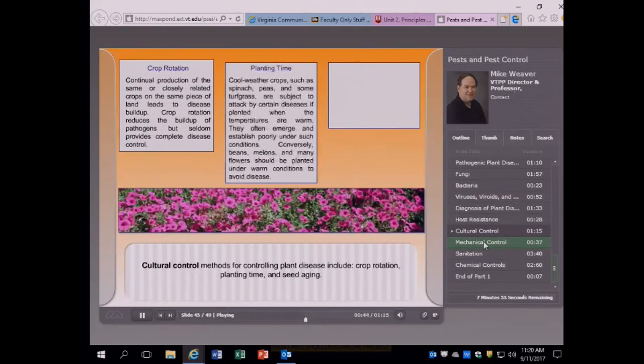Planting time. Cool weather crops such as spinach, peas, and some turf grass are subject to attack by certain diseases if planted when the temperatures are warm. They often emerge and establish poorly under these conditions. Conversely, beans, melons, and many flowers should be planted under warm conditions to avoid disease. Seed aging. Some seed pathogens can be killed by holding the seed in storage. Proper storage conditions are essential to ensure that the seed viability is not lowered.